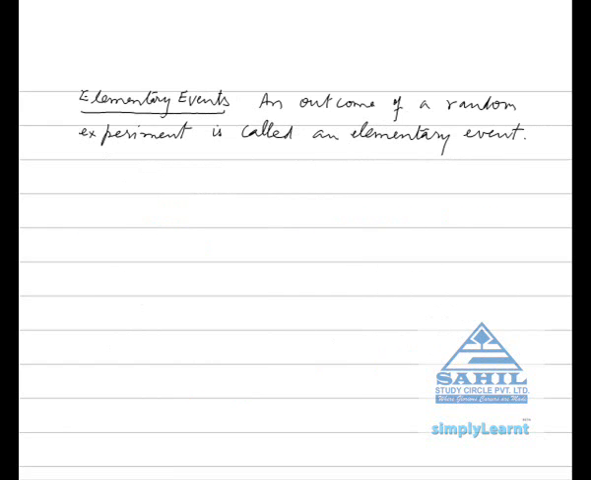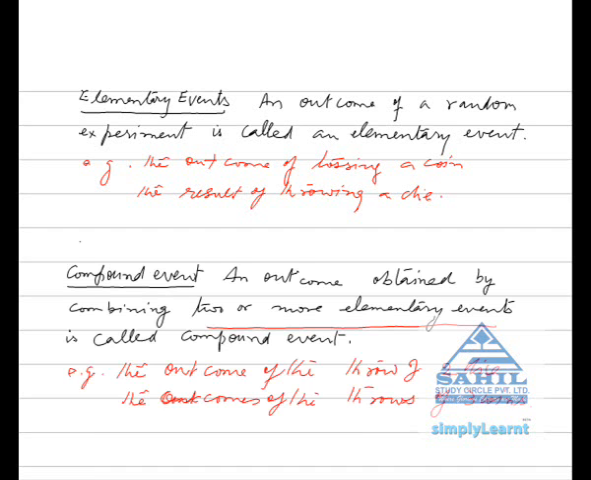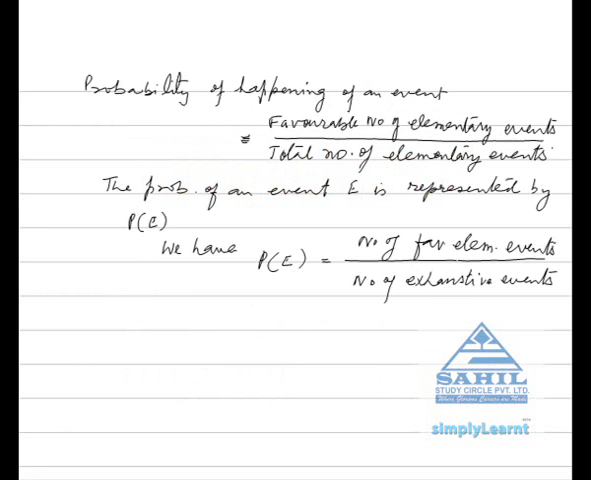Elementary events: an outcome of a random experiment is called an elementary event. For example, the outcome of tossing a coin, the result of throwing a die, both denote elementary events. Compound event: an outcome obtained by combining two or more elementary events is called a compound event. For example, the outcome of throwing 2 dice, the outcome of throwing 3 dice, and so on.